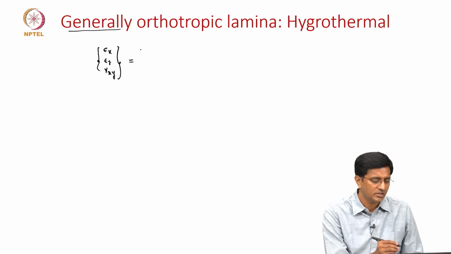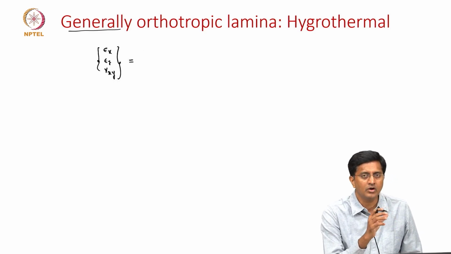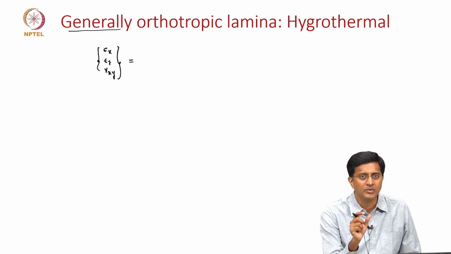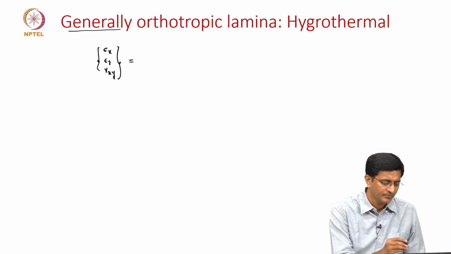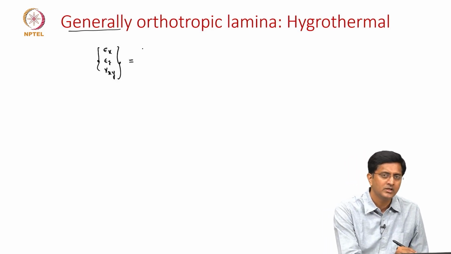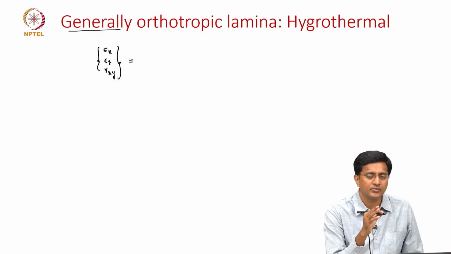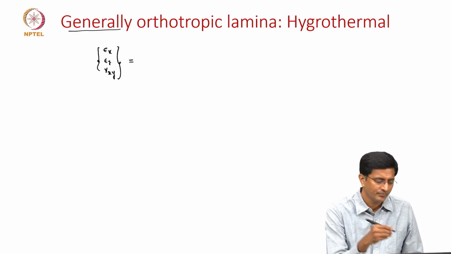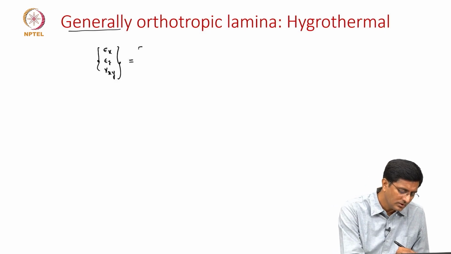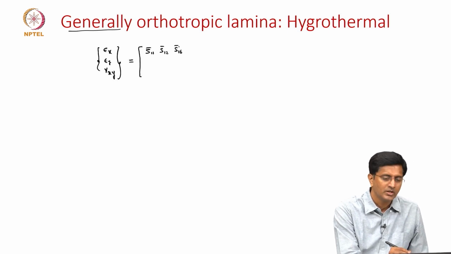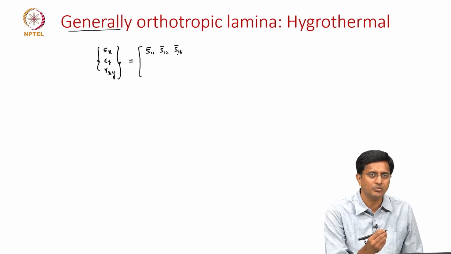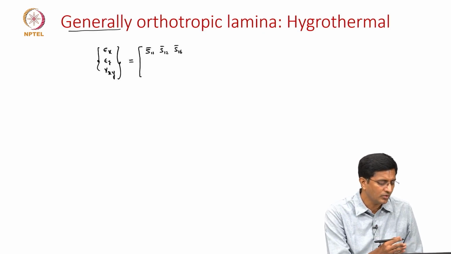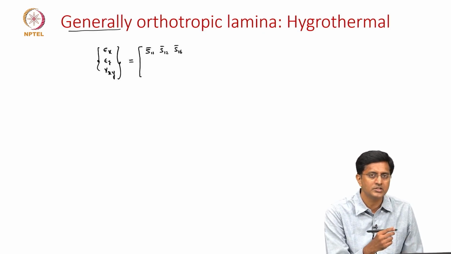So previously we said it is a total of the mechanical strain plus thermal effect strain plus moisture effect strain. So we'll write in the same fashion, but previously we wrote it in terms of the compliance matrix times the stresses, which gives you the mechanical strain. But this time we should write it in terms of the transformed compliance matrix, which are S11 bar, S12 bar and S16 bar. Earlier this S16 was 0 because it's specially orthotropic, but now that we are looking at a generally orthotropic, these are no more 0.